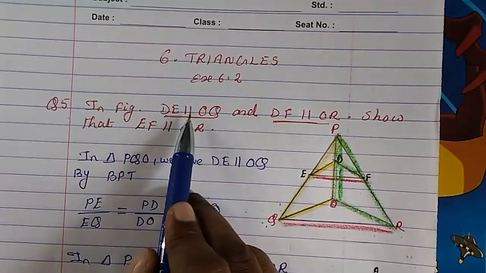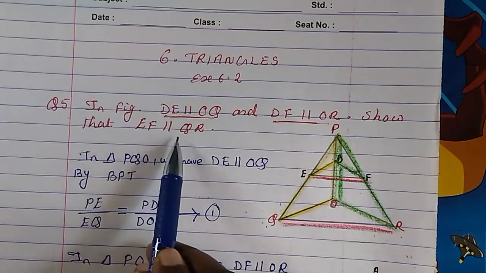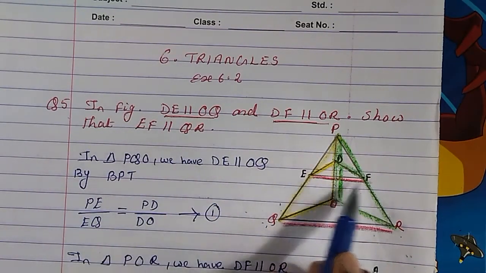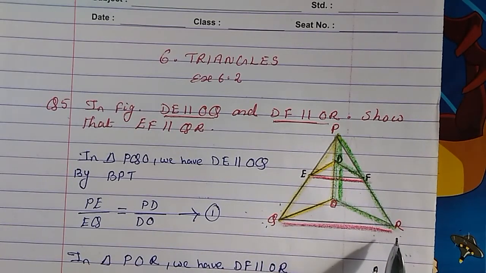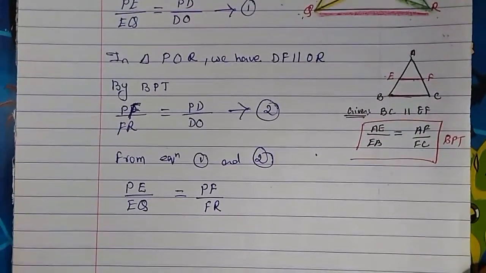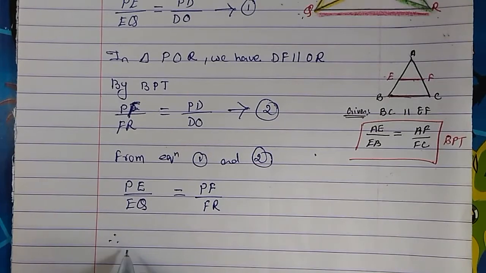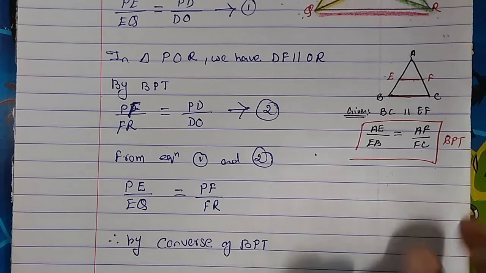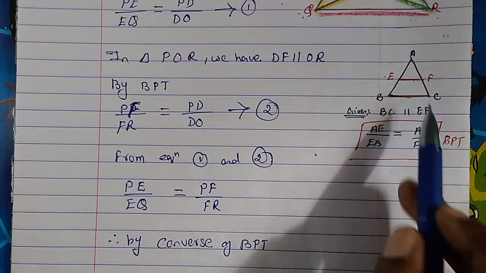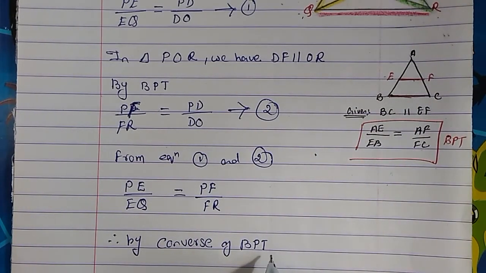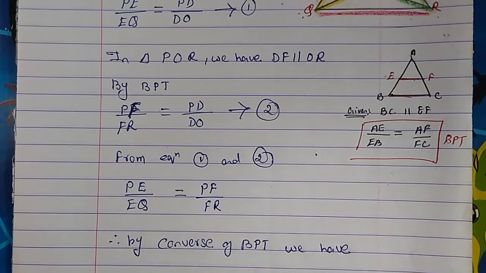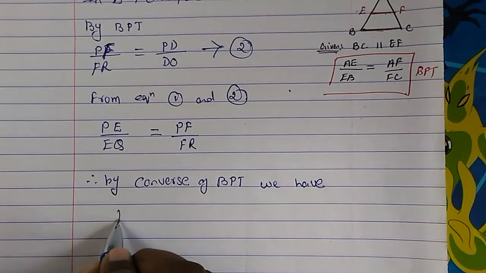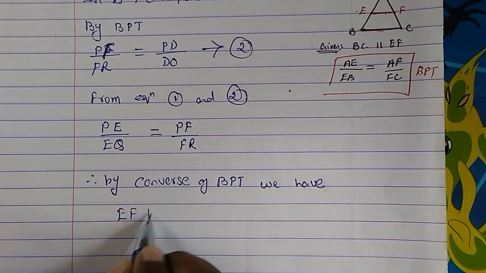That's what we have to prove here. We got equation 1 and equation 2. Show that EF is parallel to QR. We have shown that these two ratios are equal, which means this line will be parallel to the other. Therefore, by the converse of BPT, when the ratios are equal, the lines will be parallel. So by the converse of BPT, we have EF parallel to QR.